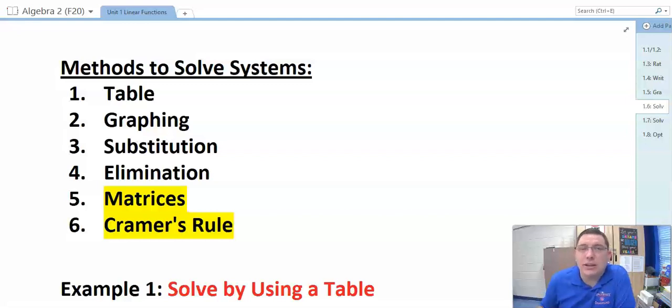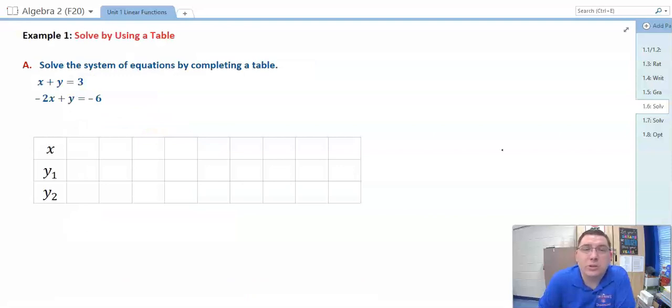And so let's look at how to solve a system by a table first. In this first example, we're going to look at how to solve the system of equations by completing a table. We're given x plus y is equal to 3 and negative 2x plus y is equal to negative 6. You'll see we've set up a table here, and we're going to plug in x values for us to then find the y values of these 2 different equations.